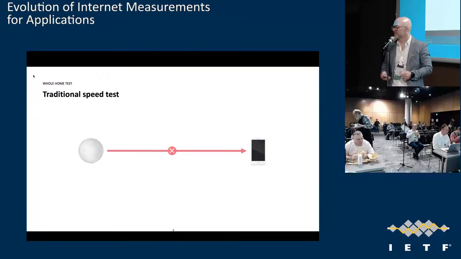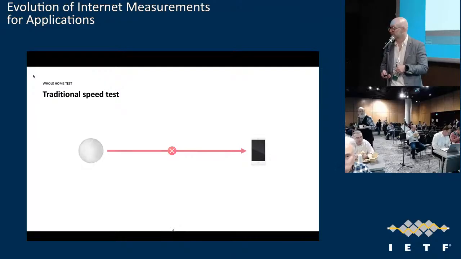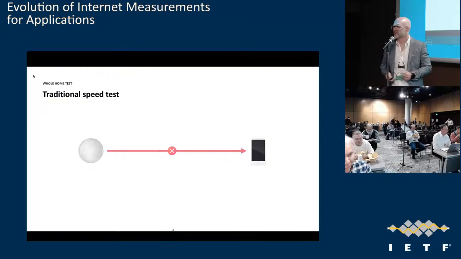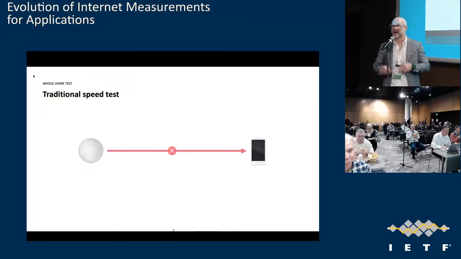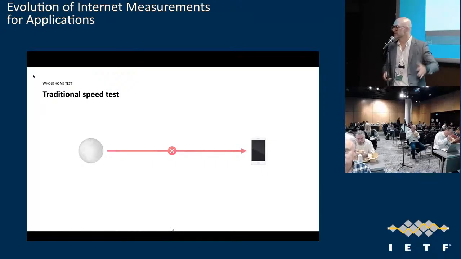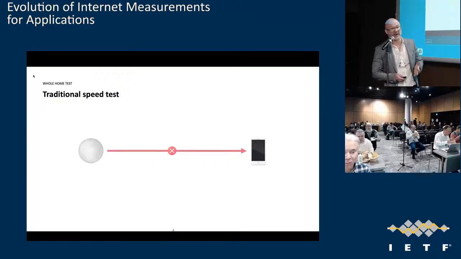10 years ago, if you had a single laptop Ethernet wired into your modem, a speed test was a pretty good measurement of the performance you're getting. But in a multi-gig world where you have all kinds of stuff connected, you potentially have Wi-Fi extenders, you have old devices, new devices, there's way more going on.